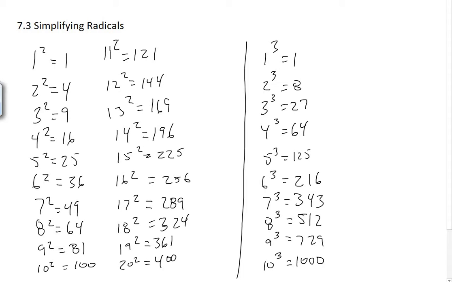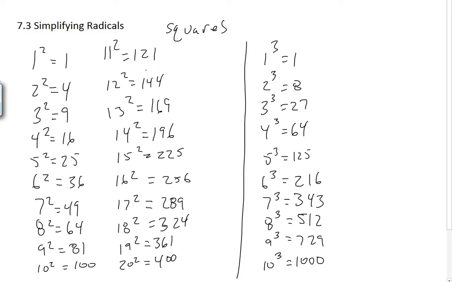So I think that a good idea for this is to have your list of squares and list of cubes in front of you. I went ahead and wrote out a whole list. Like 1 squared is 1, 2 squared is 4, 3 squared is 9, 4 squared is 16, all the way down to 19 squared is 361, and 20 squared is 400. So these are all the squares.